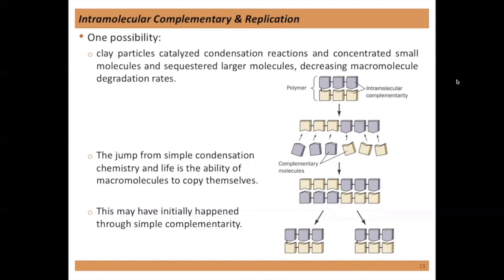So it's thought that initially the biomolecules arose through complementary means, meaning you made one molecule and then it helped direct a complementary molecule. And now since you have twin molecules, those would continue to make very complementary molecules.